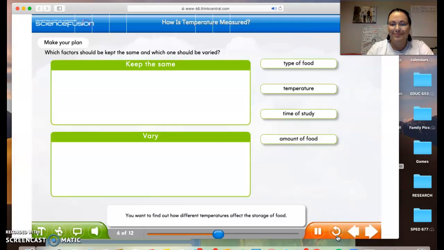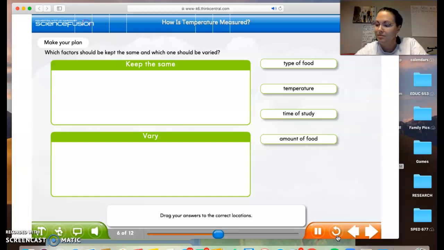You want to find out how different temperatures affect the storage of food. To carry out the investigation, some factors should be kept the same and one factor varied. Which factors should be kept the same and which one should be varied? Drag your answers to the correct locations.